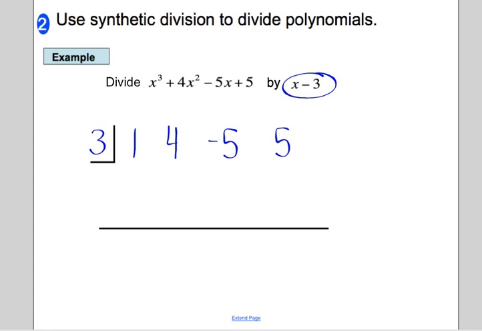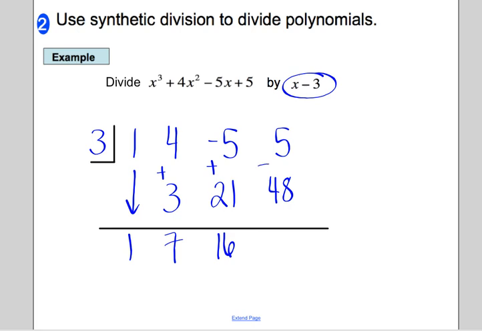So here's how it works. You start by dropping down the first number. So we're going to drop down the 1. And then you multiply 1 times 3, and we get 3. And then we're going to add 4 and 3 to get 7. And we just do the same thing again. We multiply 7 times 3, and we get 21. And then we add negative 5 plus 21, and we get 16. Now we multiply again. 16 times 3, and we get 48. And now we add, and we end up with 53. These will be the coefficients in our answer.